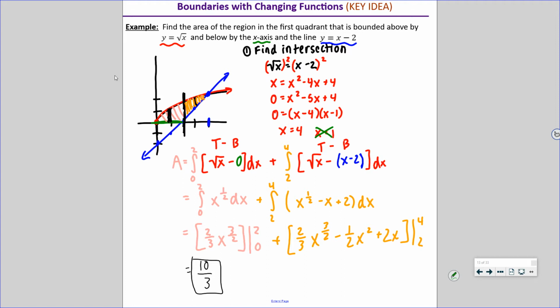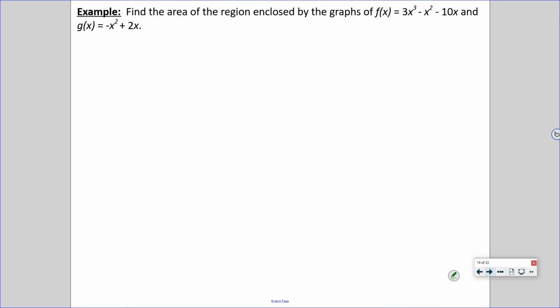Okay, we'll do one more like this, where the top and bottom bounds switch, and then we'll look at some with respect to y. Find the area of the region enclosed by the graphs of f of x equals 3x cubed minus x squared minus 10x, and g of x equals negative x squared plus 2x.